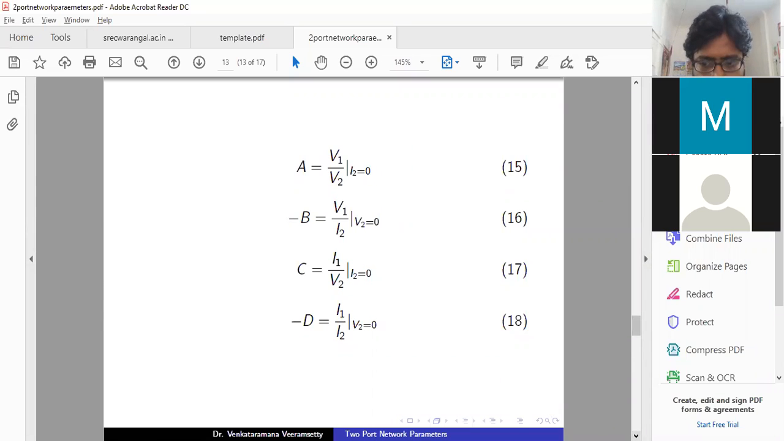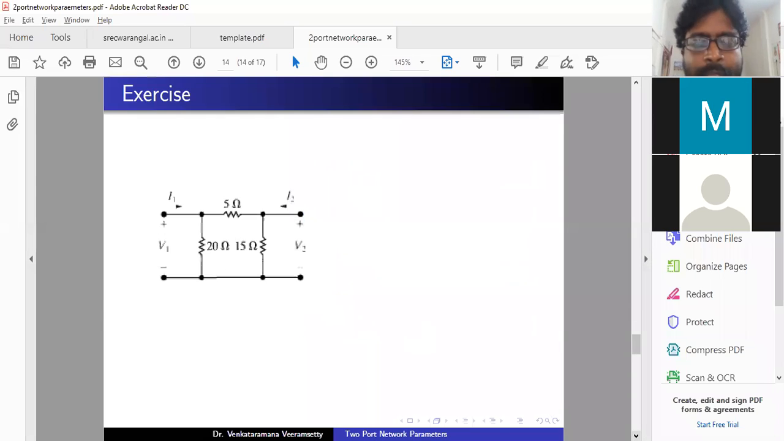Next, we will discuss how we calculate the ABCD parameters or transmission parameters of a given small two-port network. Now we will solve this problem. This is a simple concept, but what is required is more practice.